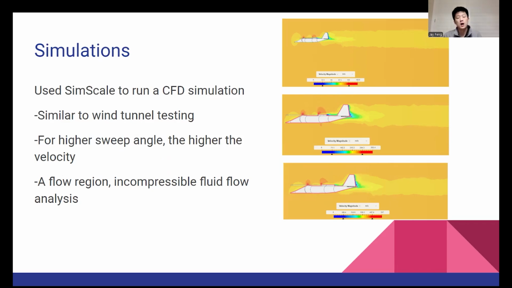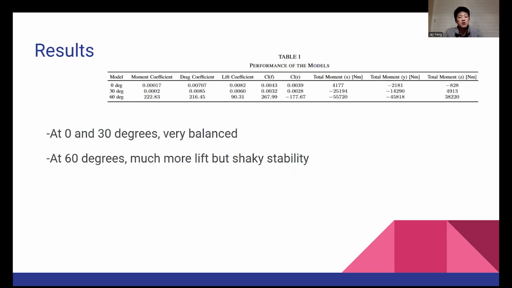And then for my parameters, I made it so when my design was at 0 degrees, the velocity was lower because at low speeds it flies with no sweep. Then as I increased the angle, the speed also increased with it. I also used the flow region around the plane, and I used the incompressible fluid flow analysis. And here are my results.